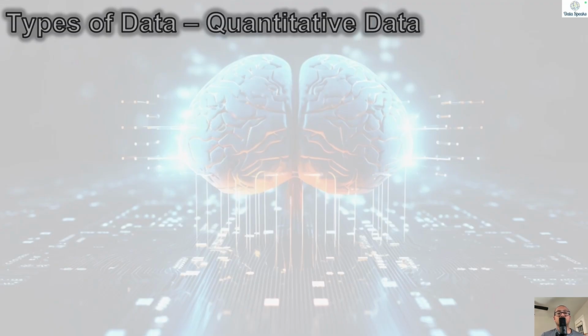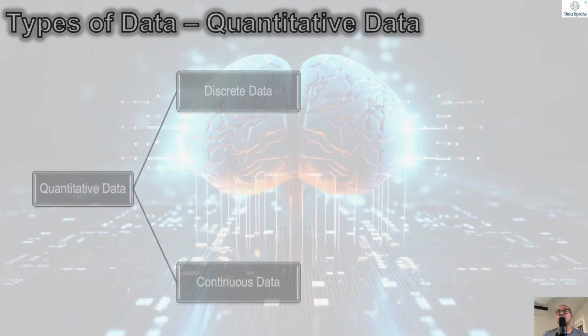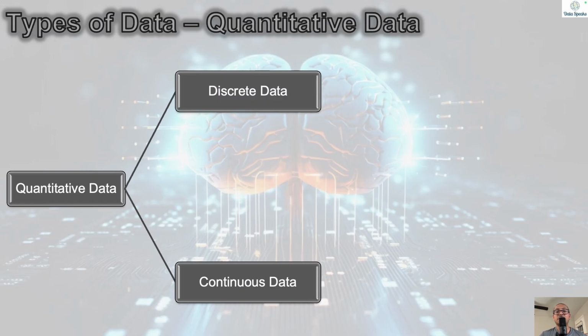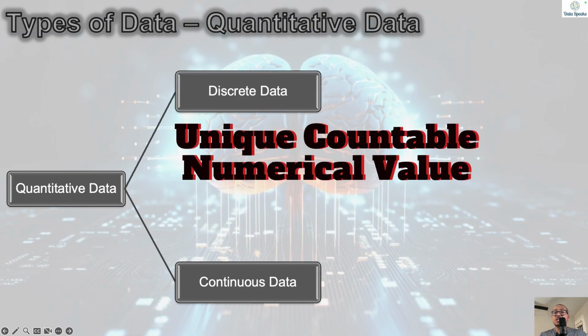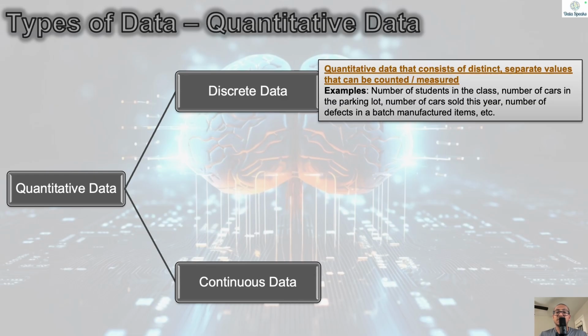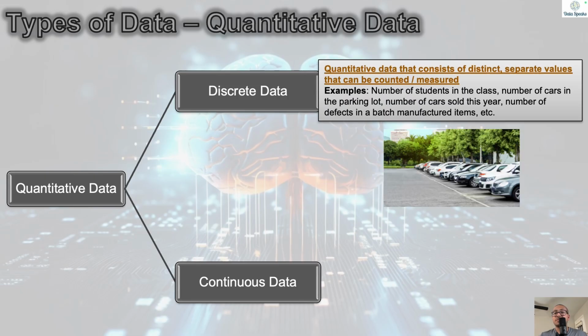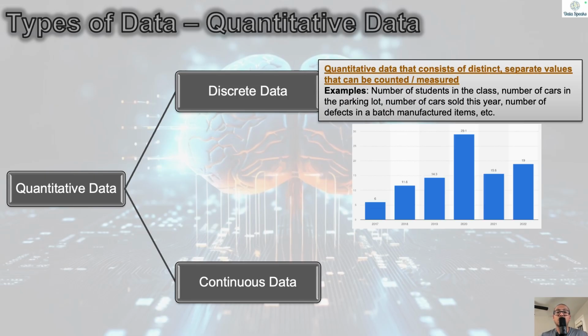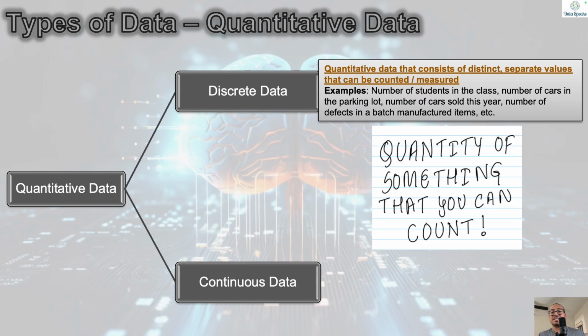Let's now break down two main types of quantitative data, which are discrete and continuous data. First, we have the discrete data. This type of data consists of distinct, separate values that can be counted. Each value is unique and there is no in between. It's either this or that. Examples can include the number of students in the class, the number of cars parked in the parking lot, or the number of products sold each year. The key idea is that discrete data represents countable quantities.